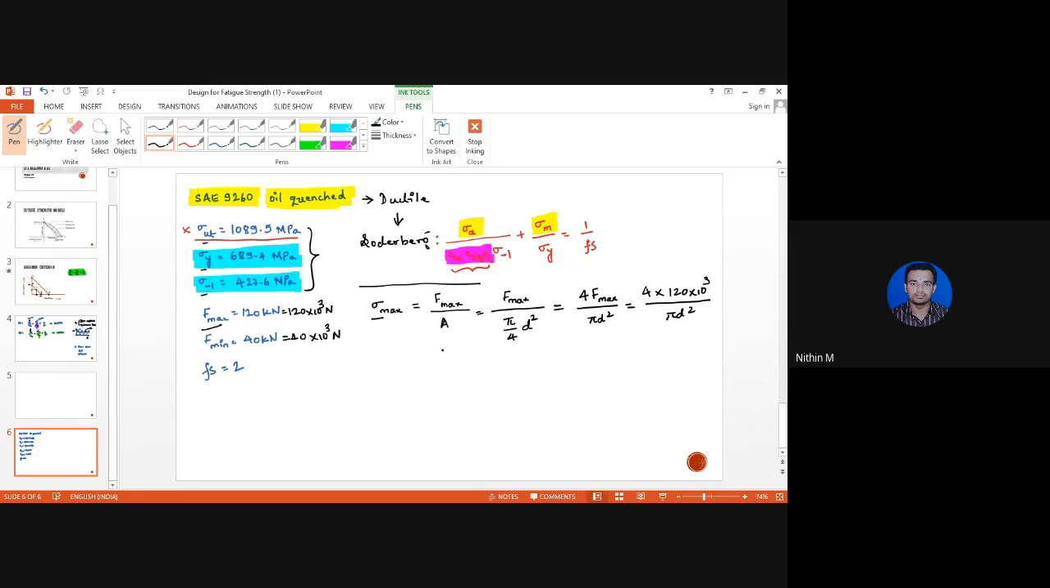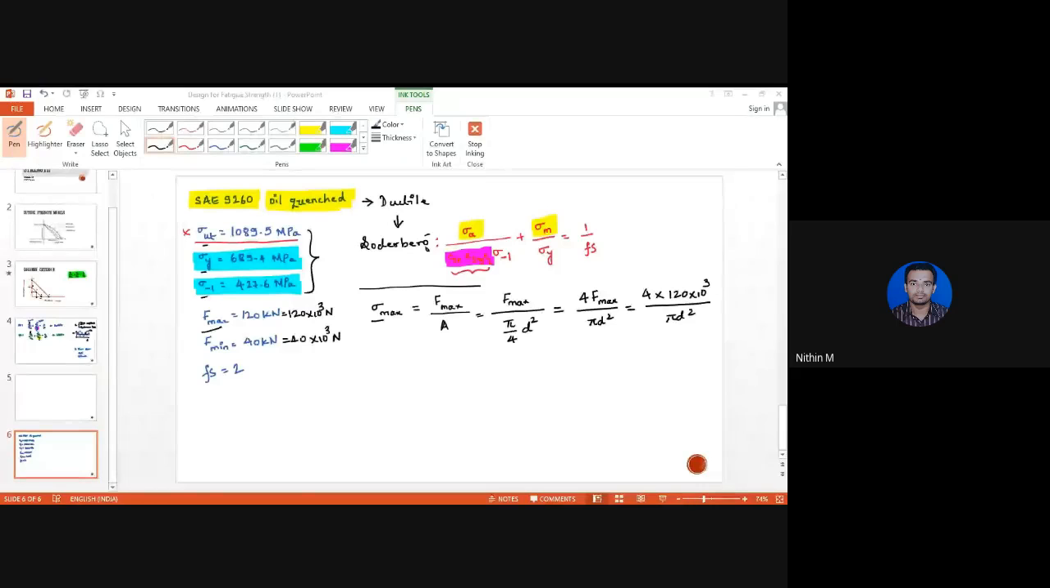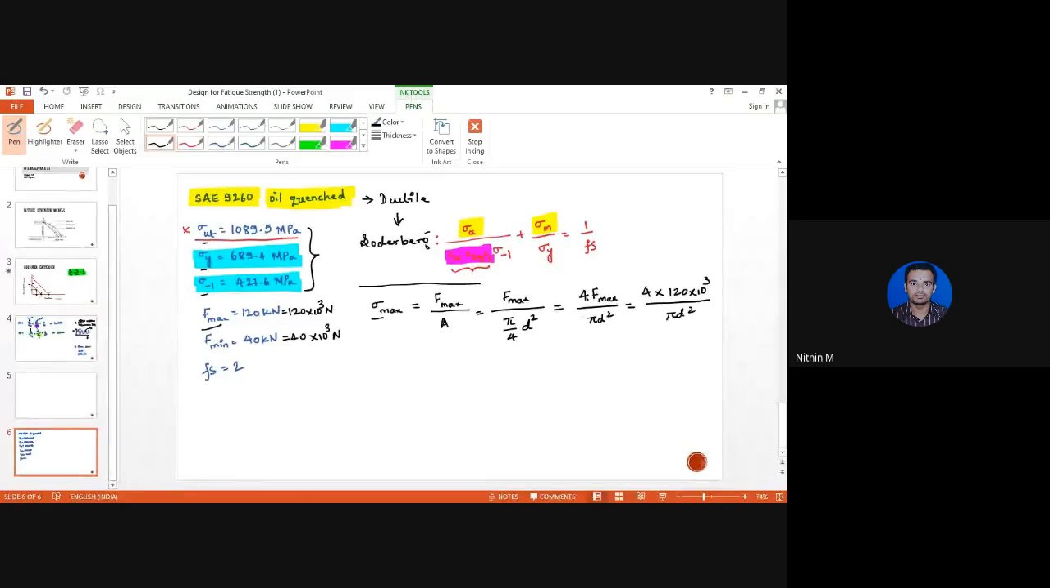So diameter of the shaft, or the diameter of the rod, means that the component is circular in cross section. So since the cross section is circular, the area can be calculated using the equation pi by 4 times d square. Now if you simplify this, the equation will boil down to 4 into F max divided by pi d square.